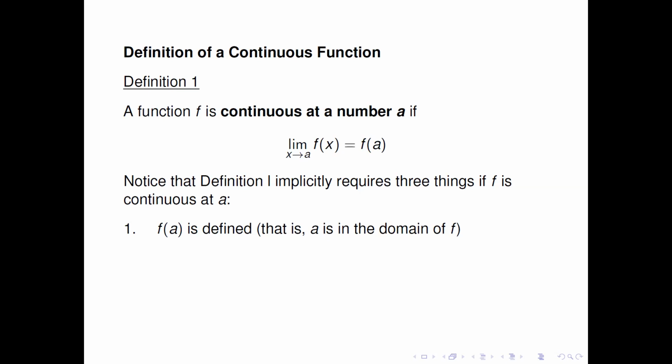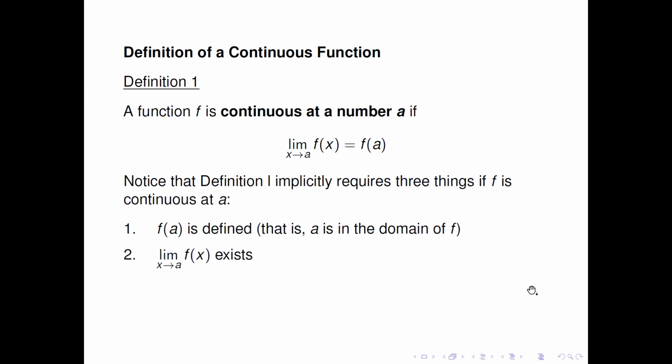And this first condition is that the value of the function at a is defined, or in fact that a is in the domain of f. So if it's the case that f is continuous at a point a, then a must be in the domain of f. That's what we're saying.